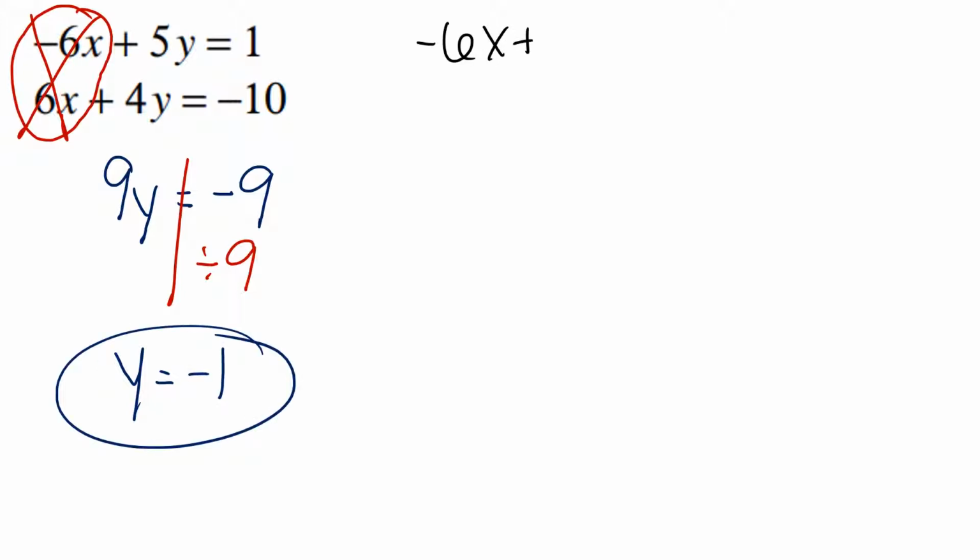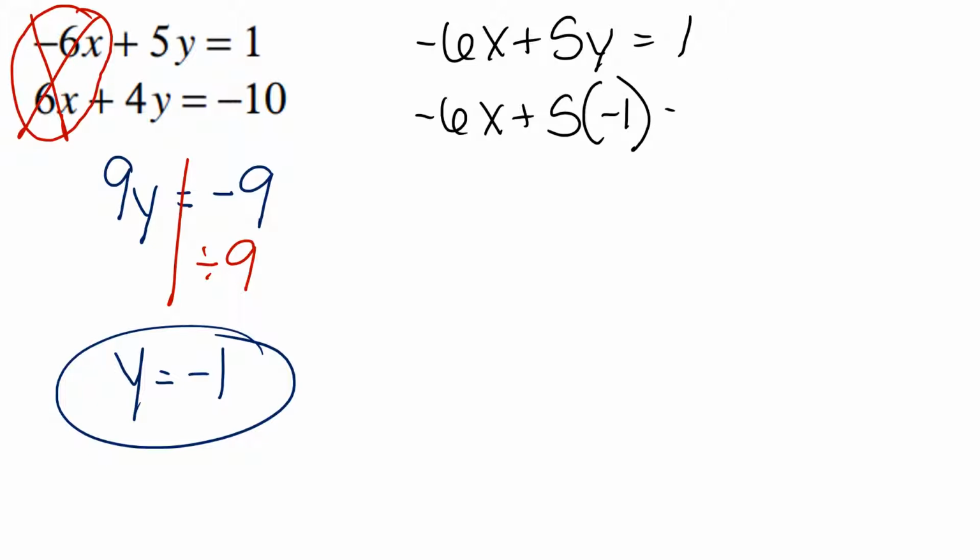We're going to take that answer, we're going to plug it back into the first equation. Instead of our y value, we plug in our y answer, y equals negative 1. We start by distributing and multiplying our parentheses. 5 times negative 1 is negative 5.